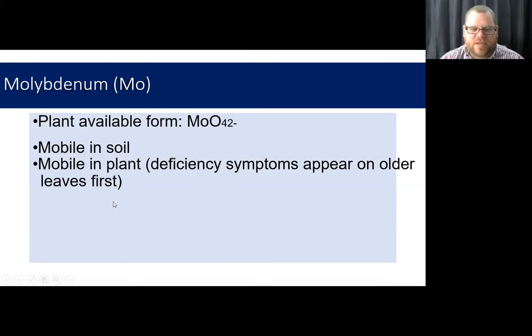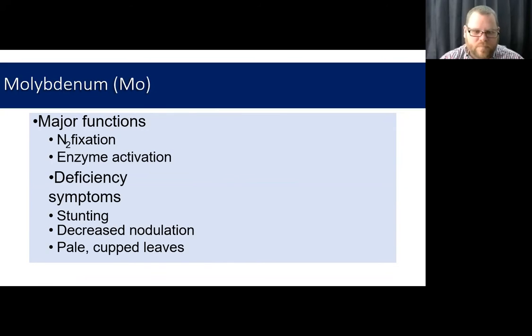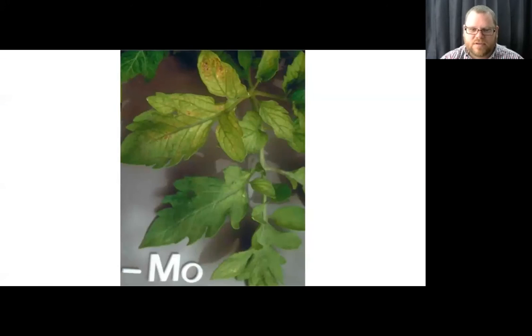Molybdenum is mobile in both, not immobile. It is mobile in both the soil and the plant. So that's one of those things we probably won't have to add a lot of. It's there for nitrogen fixation and enzyme activation, and deficiencies include stunting, decreased nodulation, and pale cupped leaves. So here's what we see with a molybdenum deficiency.